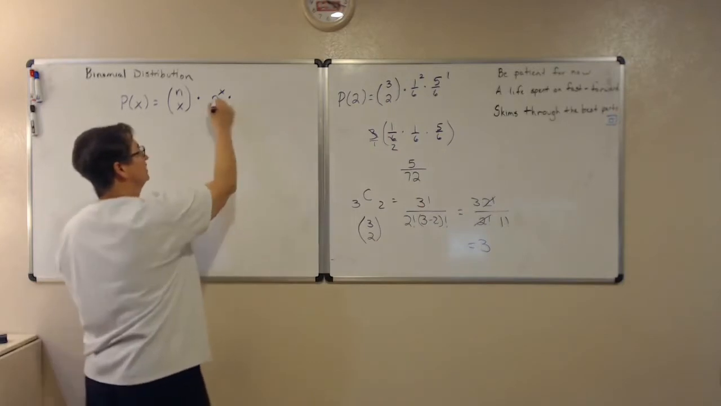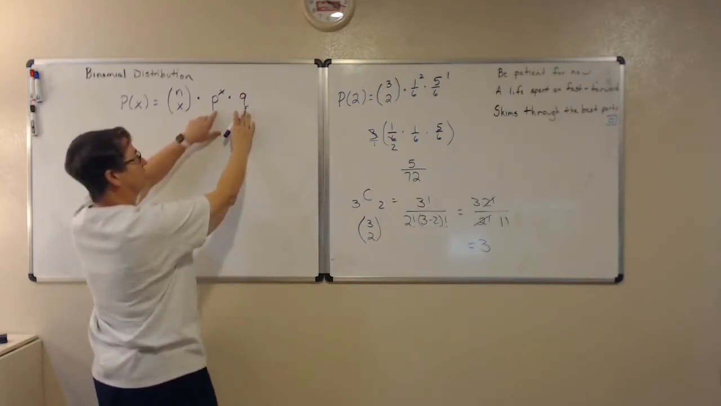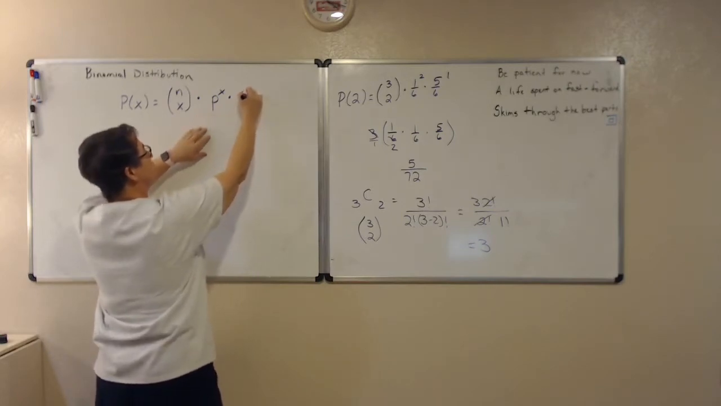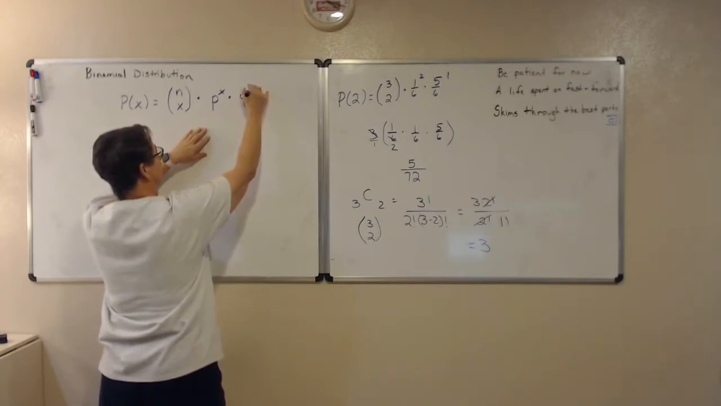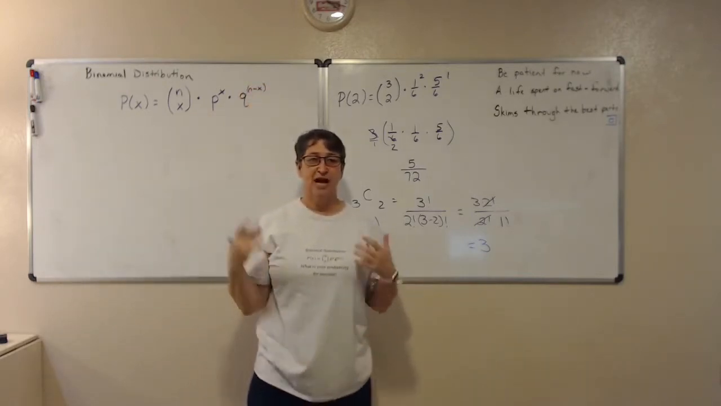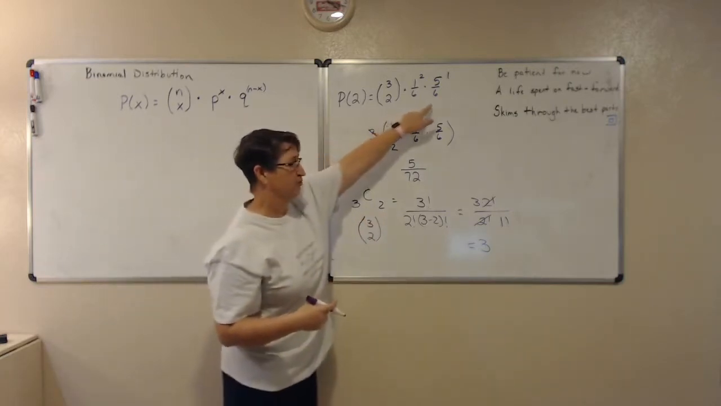So we're going to use this Q to let us know that that's the complement of our P. And then to find this exponent, we're going to do n minus x. I feel like I jumped into the formula a little bit early, but you got the idea of where the formula is coming from.